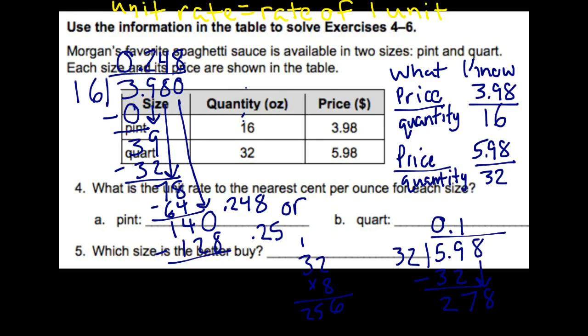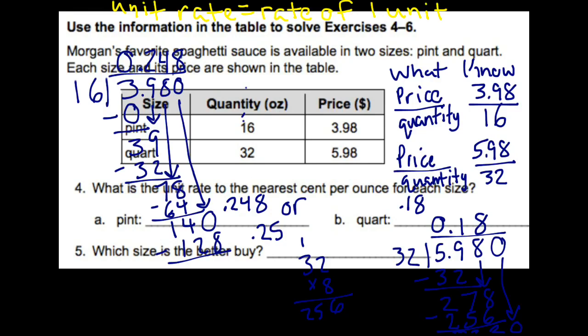So I know that that's right below it, and if I did 32 times 9, that would be too much. So 32 times 8 gets me 256. 278 minus 256. 8 minus 6 is 2. 7 minus 5 is 2. 2 minus 2 is 0. Bring down the 0, and I've got 220. And I could keep dividing, but because it's the nearest cent, I'm just going to put 18 hundredths.